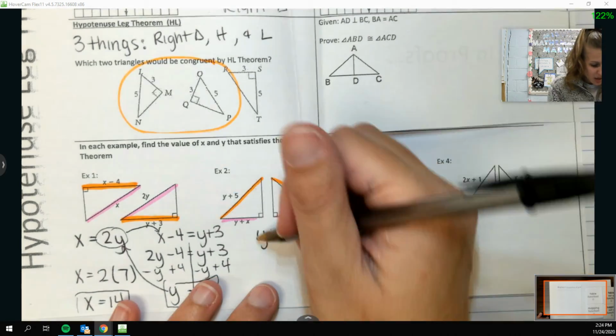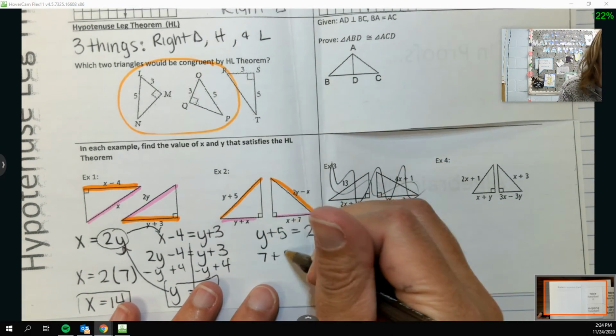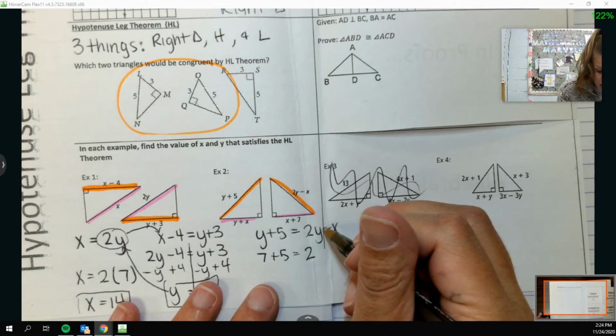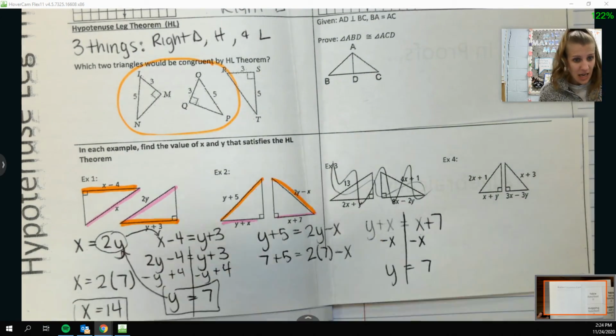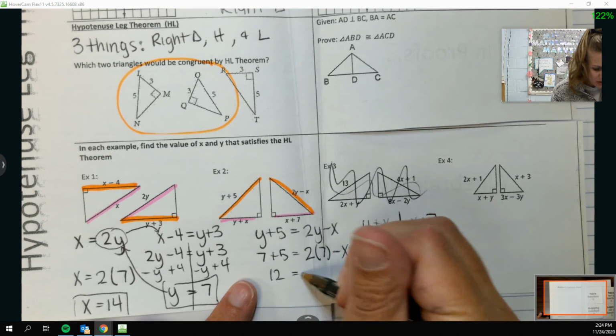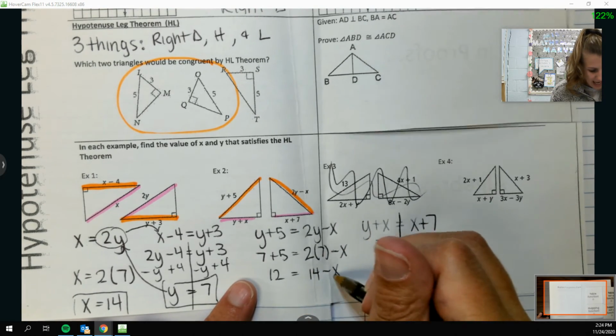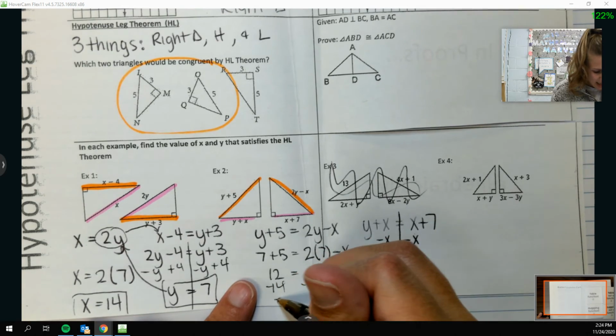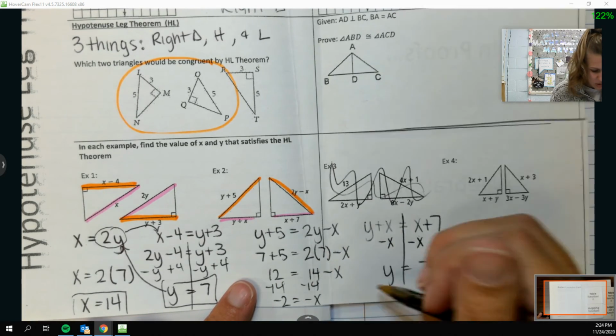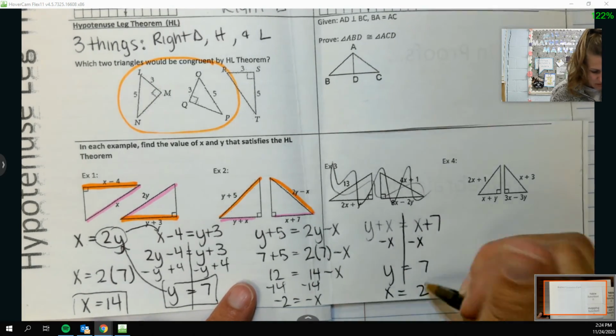So now I can, in place of y over here, put 7. Oh, I got another y, so put 7 again. And then I can solve for x. So I'm going to have 12 equals 14 minus x. Subtract my 14 on both sides and get negative 2 equals negative x. So x is 2.